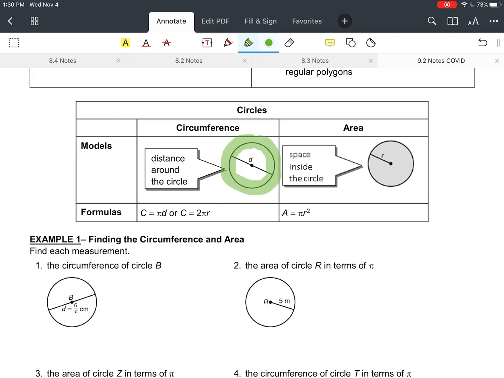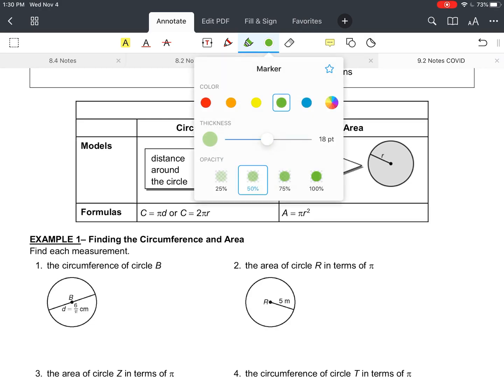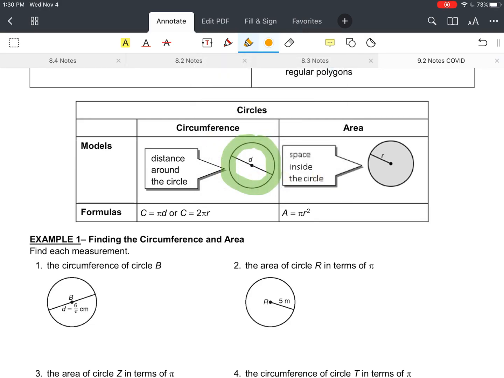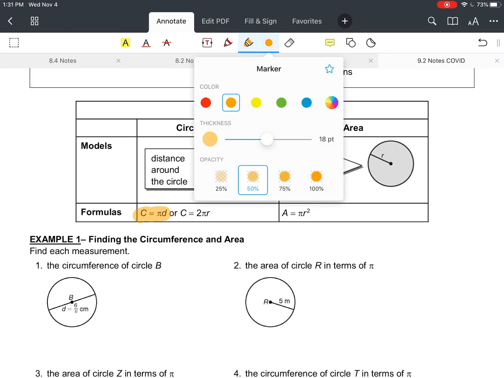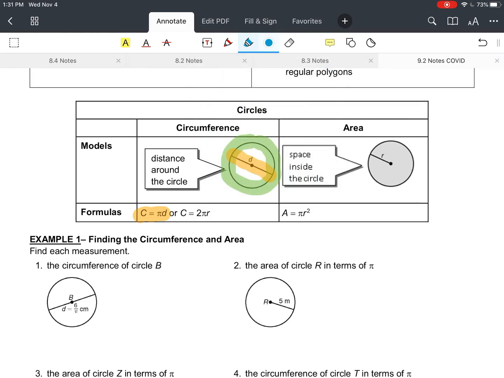The first is circumference, and circumference represents the distance around the circle. So this would be the circumference, the length all the way around. There's two formulas depending on what you're given. If you're given the diameter, then the circumference is just pi times diameter. So diameter is the distance all the way across.